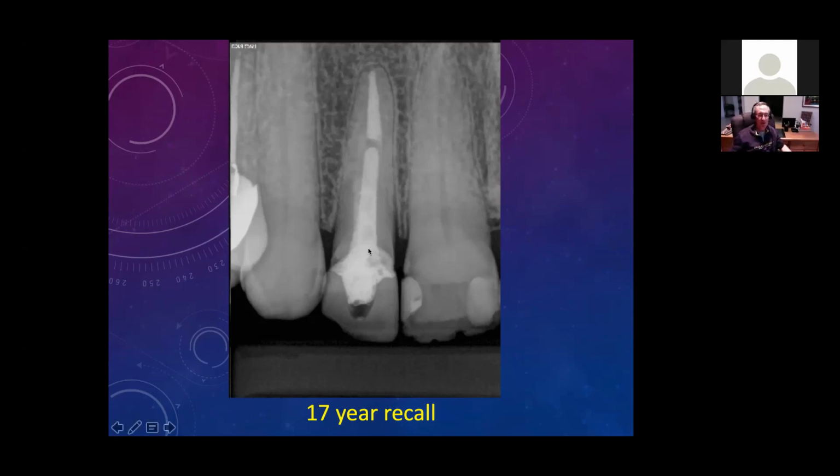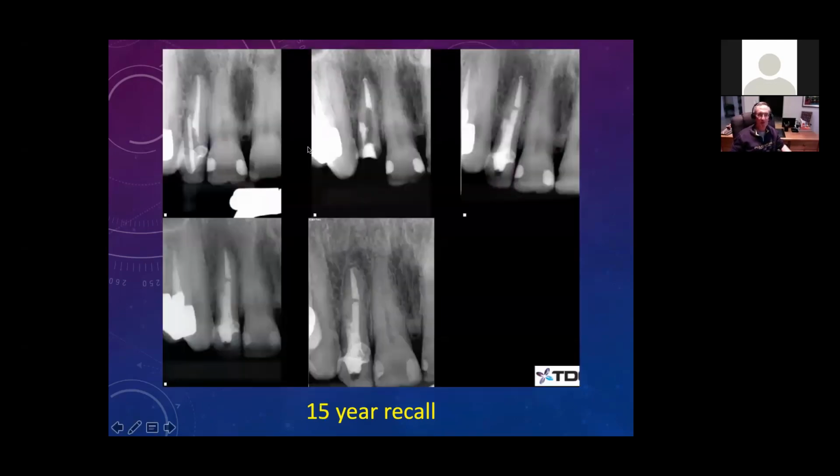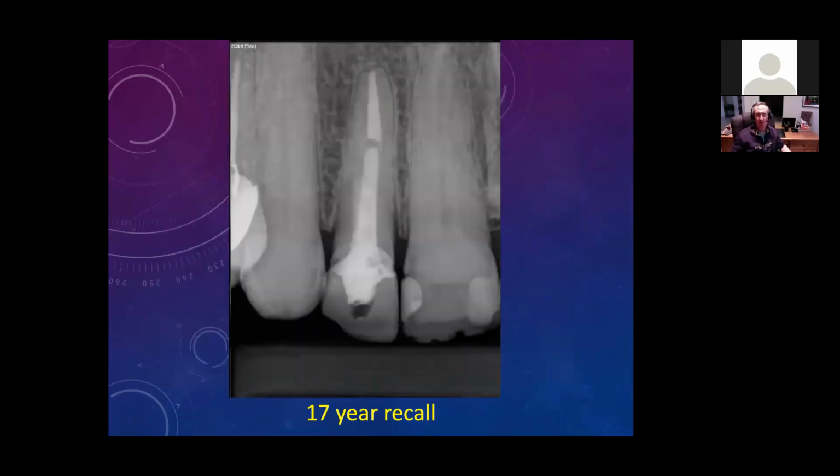And so today, this tooth not only was it perforated, but from a restorative standpoint, this is a poor tooth too. But this shows you what's possible anyways. Today, this isn't necessarily what we would do, but 17 years later, everything is fine. So it just shows you what's possible.